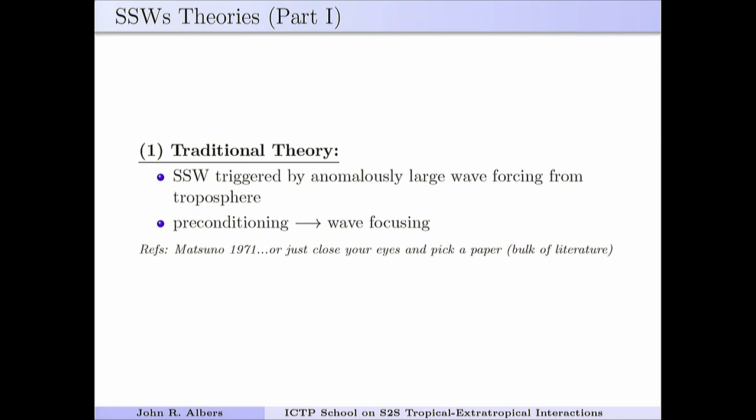The traditional theory goes back to Matsuno in 1971. The idea here is that all we need to do is one of two things. Essentially, you need to generate enough wave activity in the troposphere so that we have this huge wave that propagates into the stratosphere, and that disrupts the vortex. And two, there's this notion of what's called preconditioning. So might there be basic states in the stratosphere that are more receptive to huge pulses of wave activity?